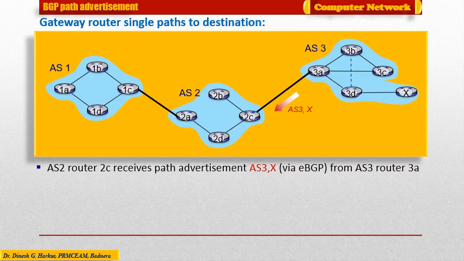Here, AS3, an autonomous system, through gateway router 3A advertises the path AS3 X to prefix X to one of the gateway routers, 2C, in another autonomous system, AS2, via eBGP.